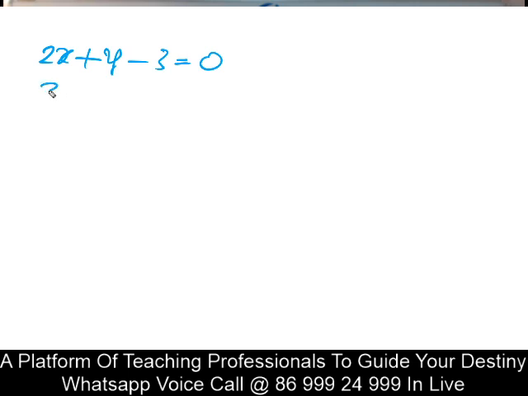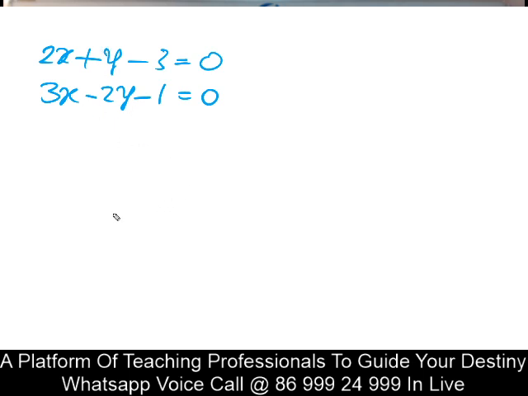Taking another line: 3x minus 2y minus 1 equal to 0. See what I did? I have taken the point (1, 1) here. 2 plus 1, 3 minus 3, 0. I have taken (1, 1): 3 minus 2 minus 1, 0. So I have taken their point of intersection as (1, 1).